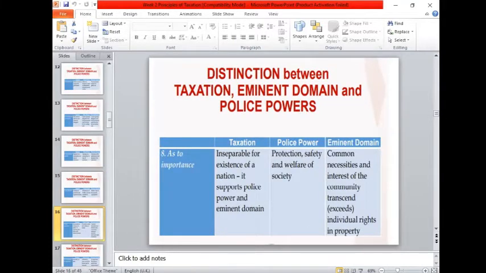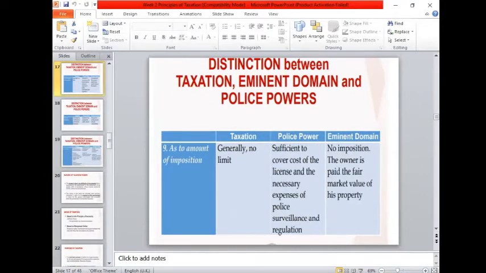As to the importance, taxation power is inseparable from the existence of a nation. It supports police power and eminent domain. While the police power gives protection, safety, and welfare to society, and for eminent domain, the common necessities and interests of the community transcend individual rights in property.